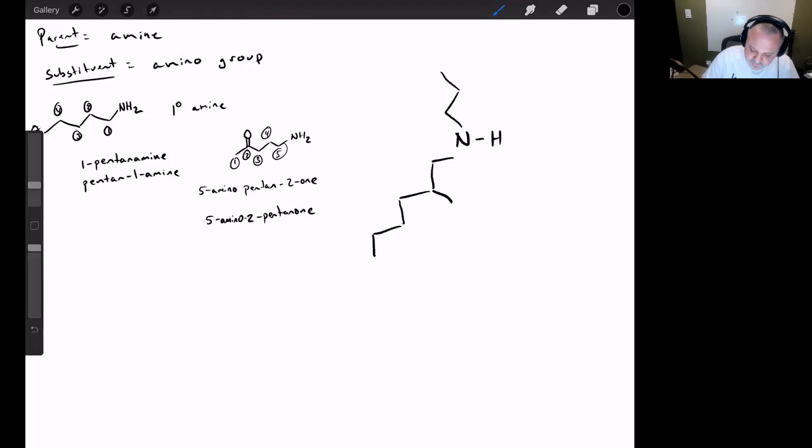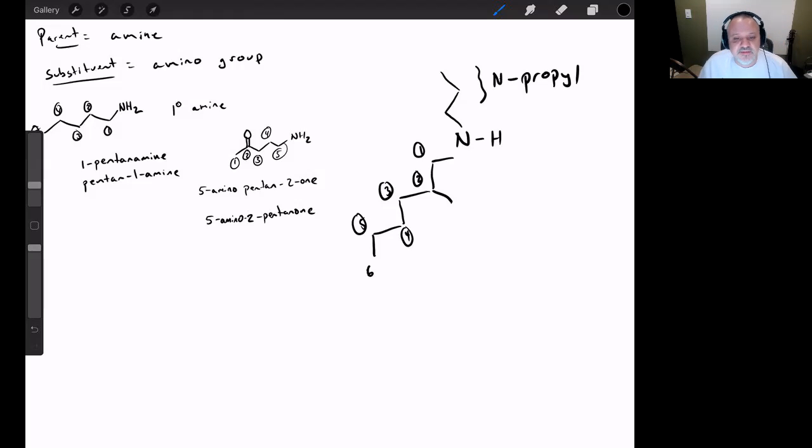Let's go ahead and make it 6 just to be different, versus 1, 2, 3. So obviously 6 is higher priority. So this is going to be the parent group. 1, 2, 3, 4, 5, 6. And so what do we call this now? This is a propyl group, but it's now at a new position, so it's at the N position. Just like we did with amines, substituents that are attached on the nitrogen will be located with the N locant.